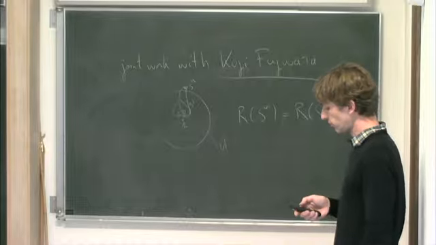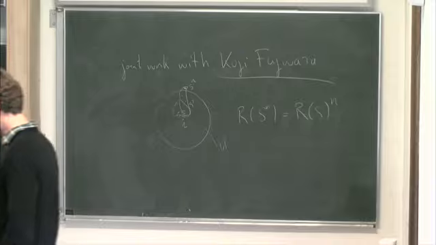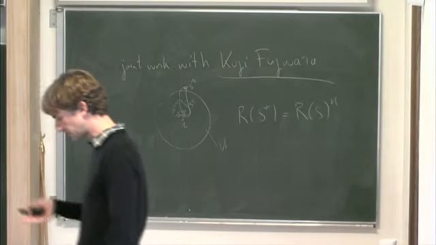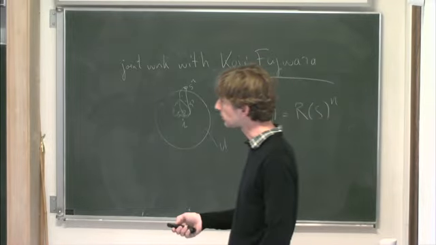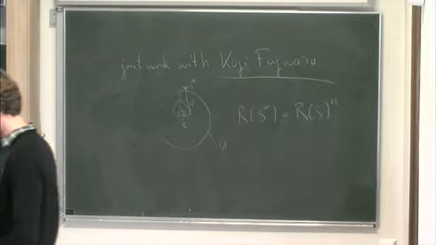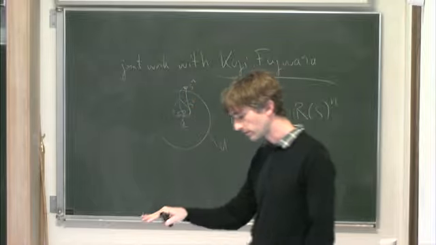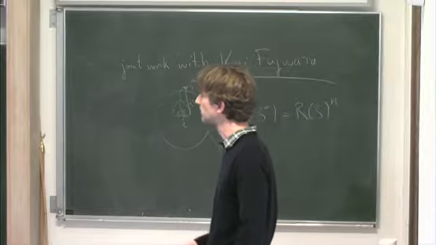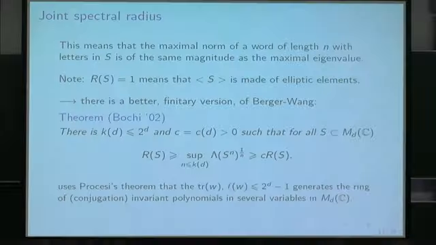And the proof uses both some linear algebra and some algebraic considerations, in particular Procesi's theorem that the ring of invariant polynomials in several matrices is generated by the traces of short words. It also uses some topological considerations and a bit of geometric invariant theory.